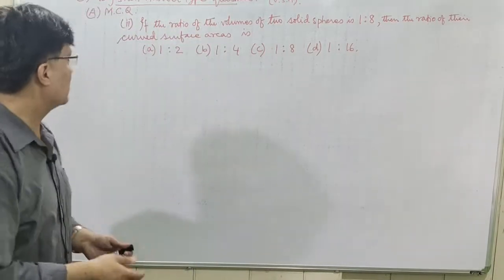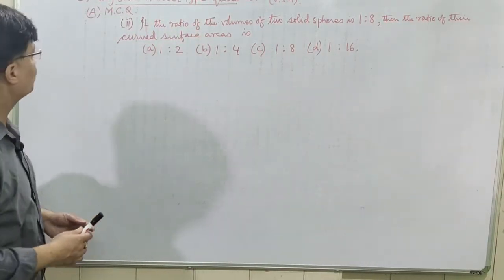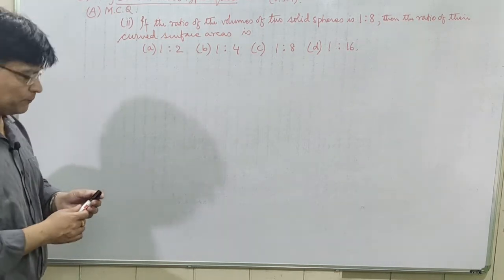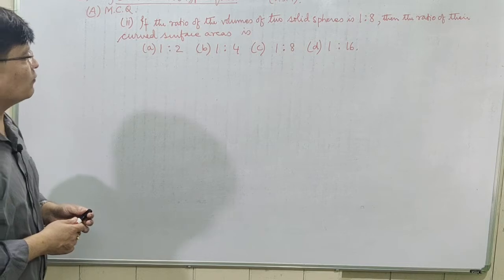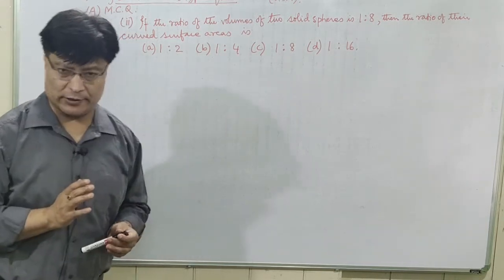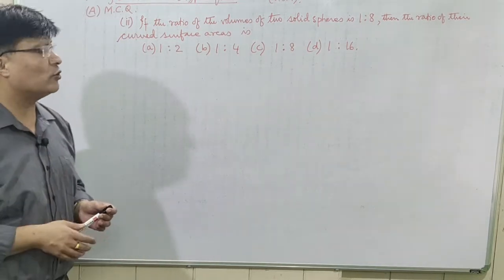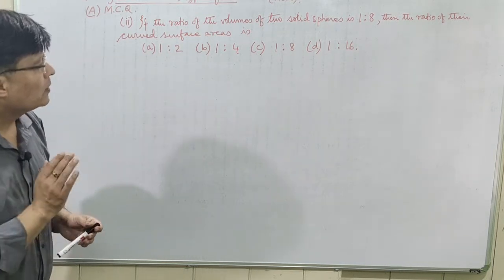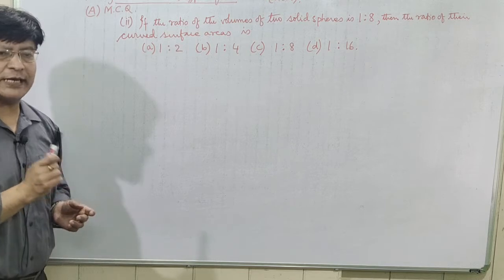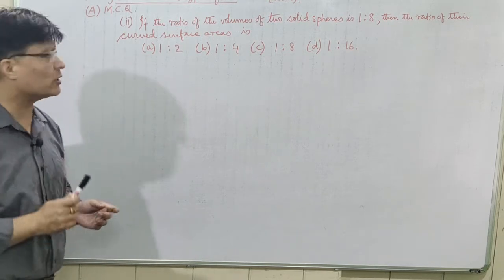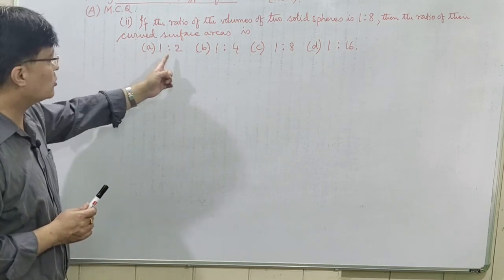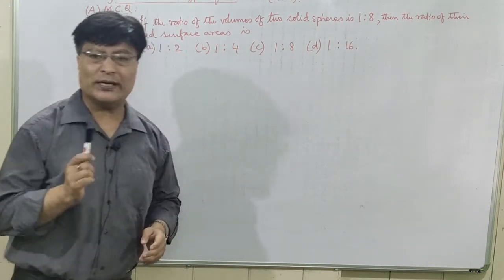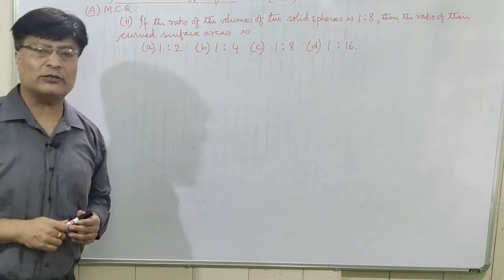So now we'll do the next question, that is question number 2, that is also from multiple choice question. Question number 2 is: if the ratio of the volumes of two solid spheres is 1:8, then the ratio of the curved surface areas is, you have to choose the correct option, whether it is A 1:2, B 1:4, C 1:8, or D 1:16. You have to choose the correct option.